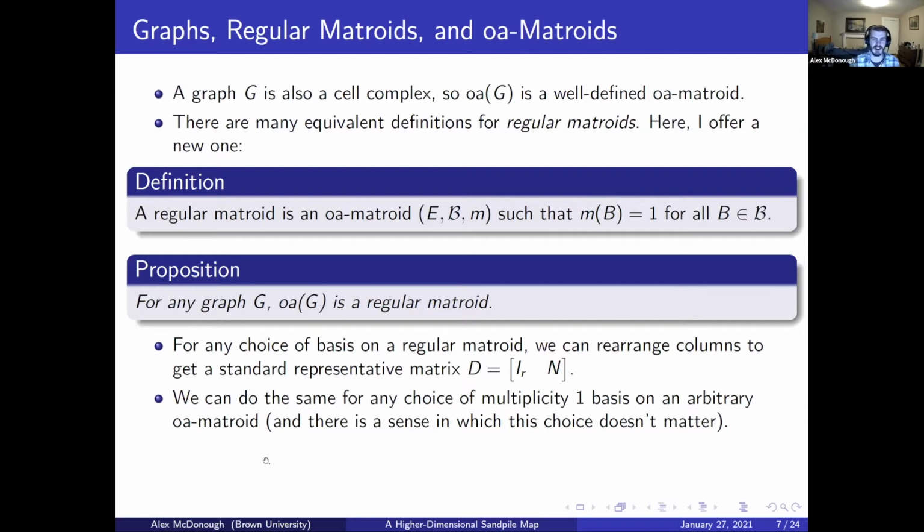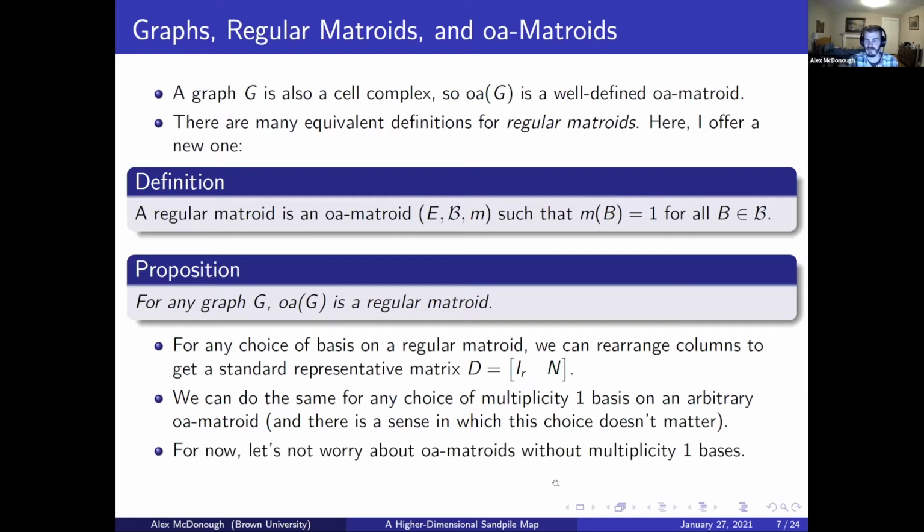Similarly, if we have an arbitrary OA matroid, as long as it has some multiplicity 1 basis, we can do the same thing. We can put that multiplicity 1 basis at the beginning, and we can do this algorithm that I talked about before and end up with a standard representative matrix. So in a lot of cases, we get a standard representative matrix that we can work with when we want to make statements about more general things. And for now, let's not worry about when they don't have multiplicity 1 bases. There's about 10 different things that go wrong in different ways, and it's interesting, but that'll be for later on in the talk.